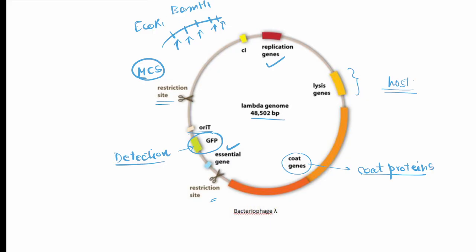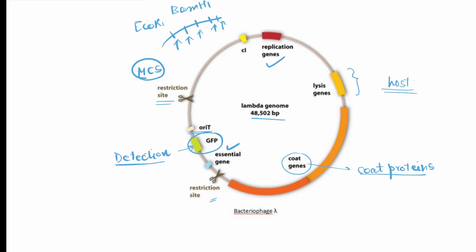Like you can cut from there, and then you can also insert your gene of interest. And finally, because it consists of cos sites, these cos sites are important to circularize the entire DNA. Now, once the recombinant phage has been produced by inserting the gene of interest in the multiple cloning site region, now this has to be transferred into the host.